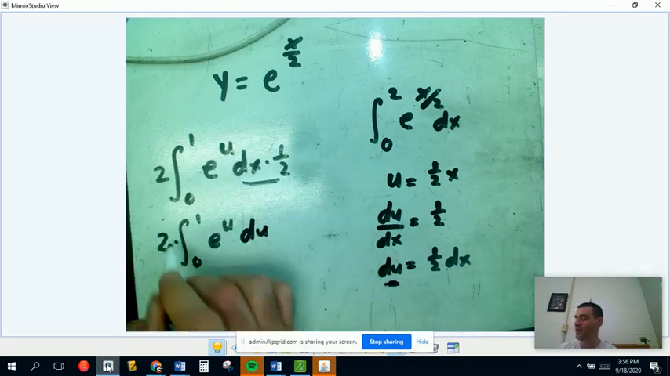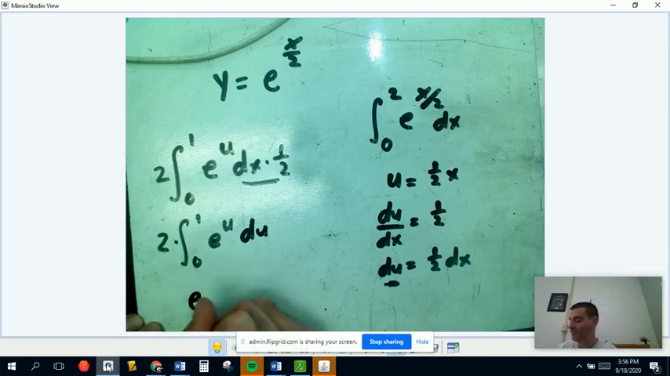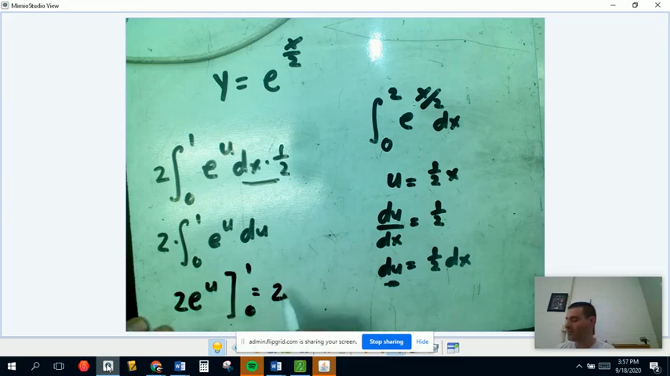Okay, so now I'm ready to go. The antiderivative of e to the u is e to the u. And I have a 2 here. I want to evaluate that between 1 and 0. Okay. So I put the 1 in there. It's just 2e. If I put the 0 in there, it's 2 times e to the 0. And remember, e to the 0 is 1. Okay, so we have 2e minus 2.